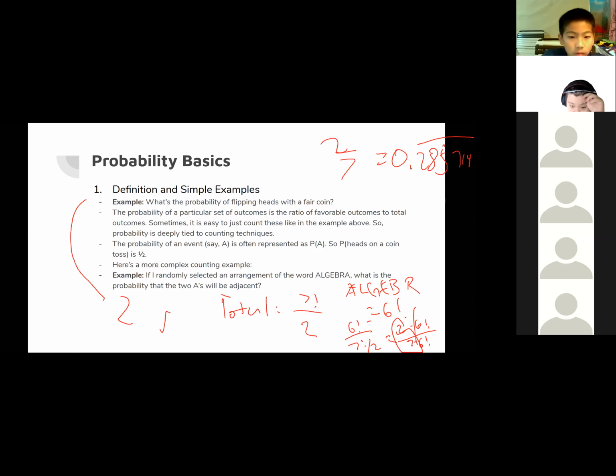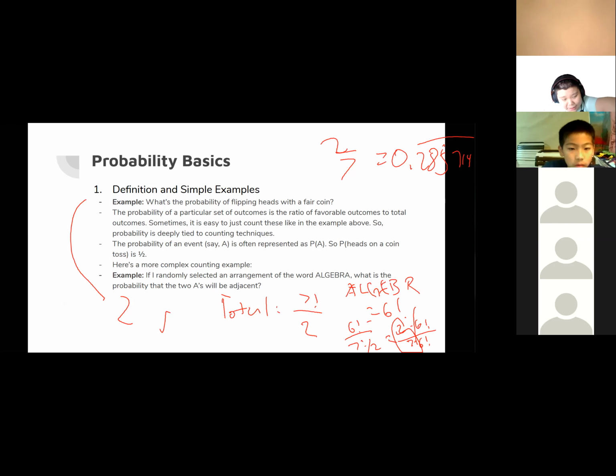Alright, everyone, please turn your cameras back on. Because it's 10:55, so we're going to continue on to the next part of probability.